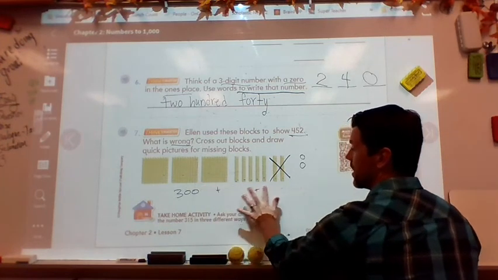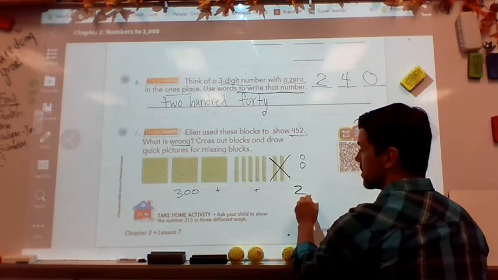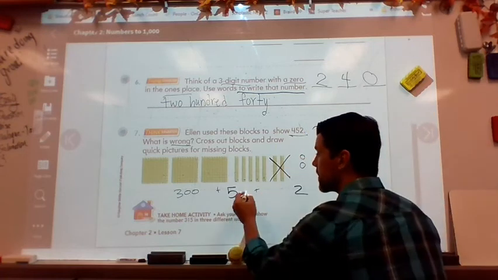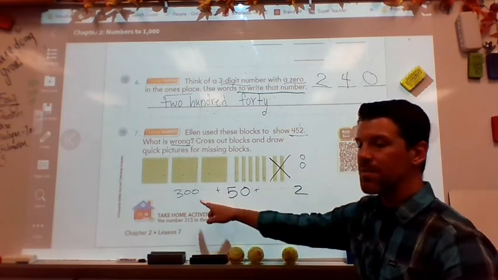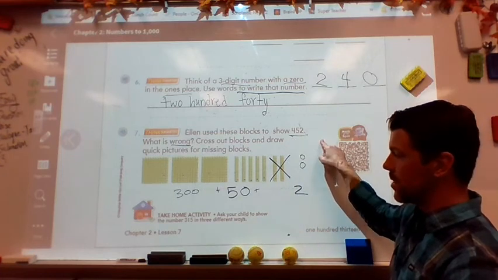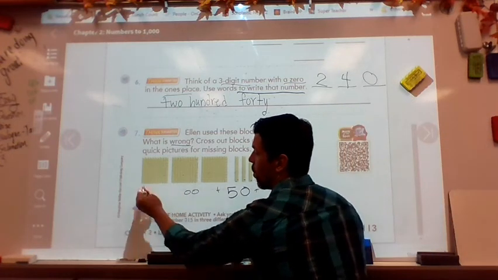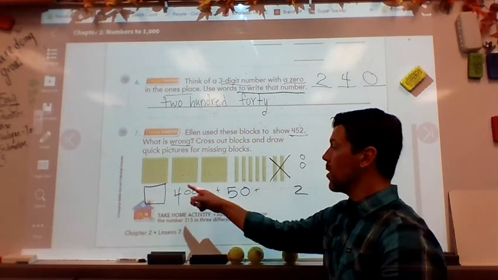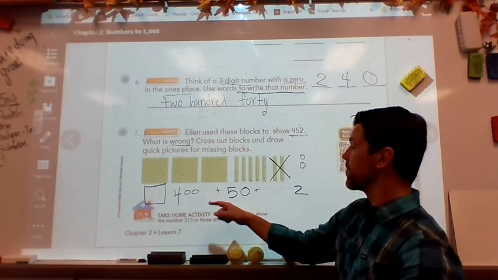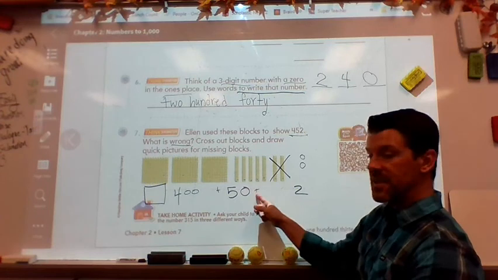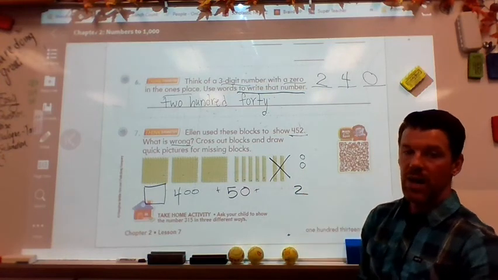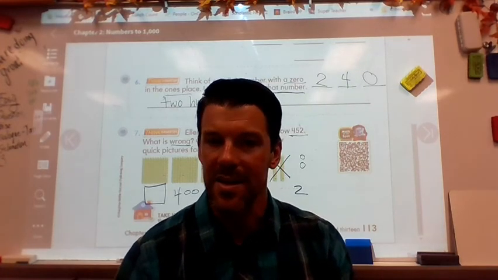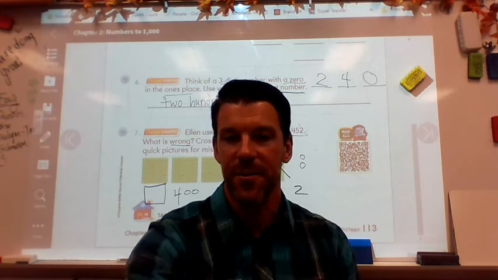Now, my new problem, we have 2 ones, we have 5 tens or 10, 20, 30, 40, 50, and now I only have 300, but I need 452. So I'm going to have to draw one more square to get 400. 1, 2, 3, 400, 10, 20, 30, 40, 50, 2. 452. Boys and girls, that's a tough problem. If you want to rewind and watch this part of the video again, feel free to do so.